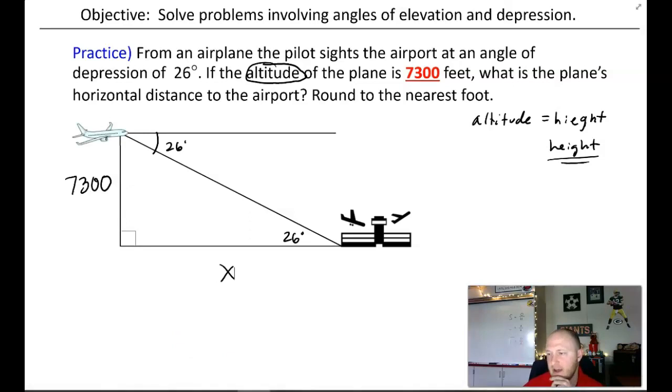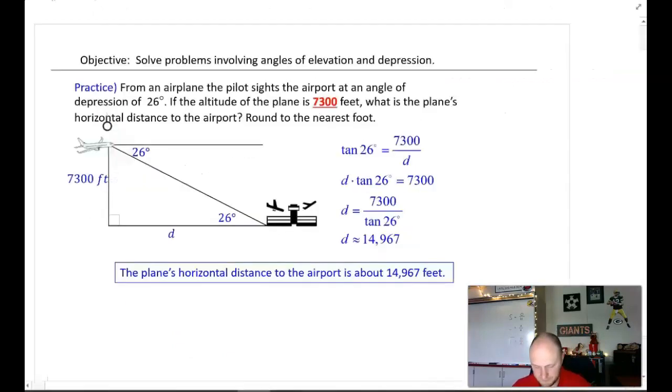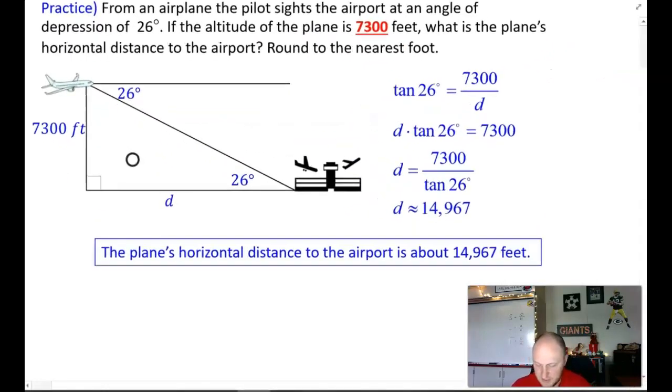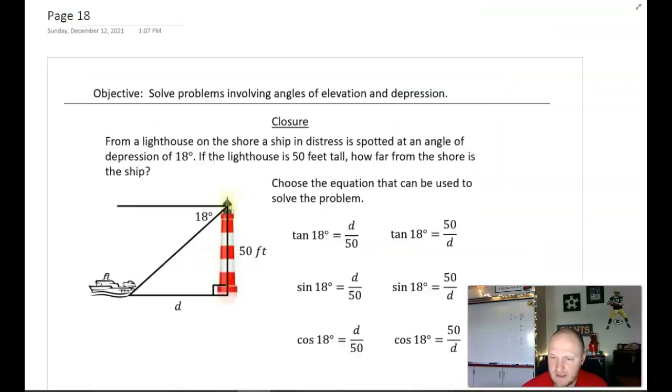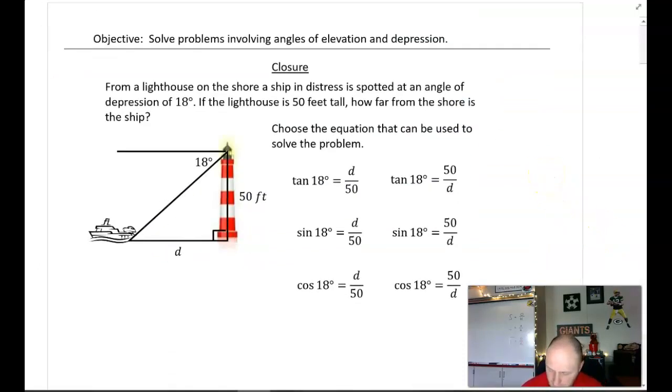Hopefully you went ahead and solved it. Based upon this information, we get tan of 26 is equal to 7,300 over d, where d is the distance from the plane horizontally to the airport, and that is about 14,967 feet.